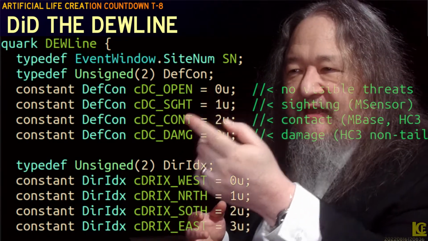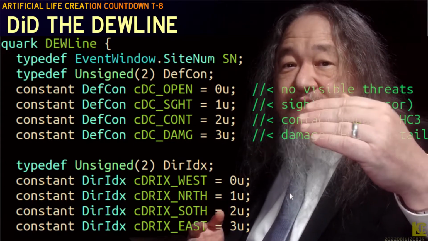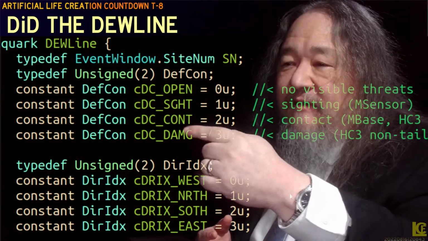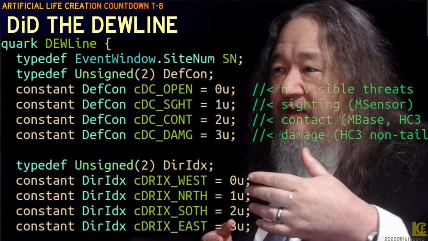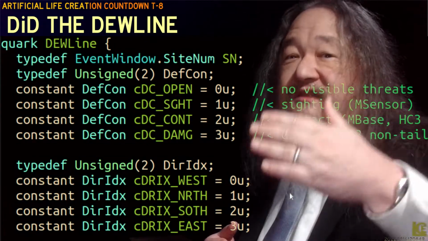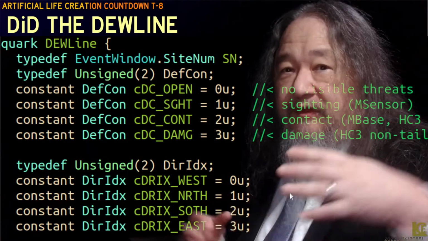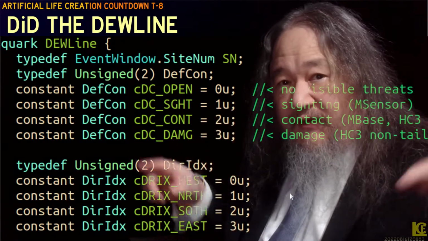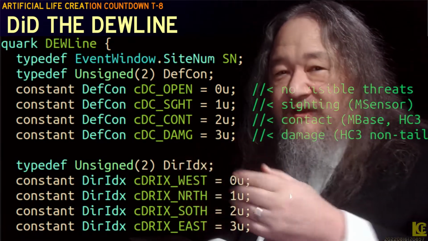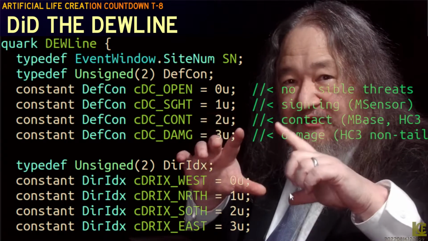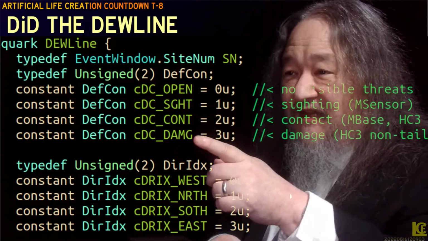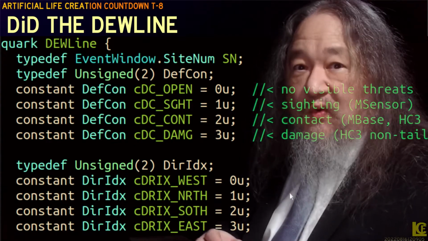Open, meaning I don't see anything. Sight, meaning the sensors have seen something, just barely on the horizon. Contact, meaning we've seen something much closer: the membrane base cells see some problems directly, or the HC3 tail, the HC3 edge, is seeing something, which is even worse. And then the worst case is damage, when we have an HC3 in the interior of the cell seeing something that's not supposed to be there. That's not completely implemented yet, but that's the worst case.